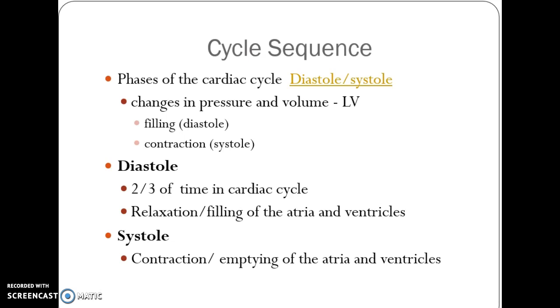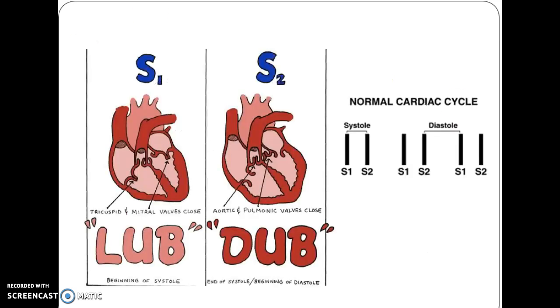Diastole makes up about 2/3 of the time of the cardiac cycle. Part of it, again, is relaxation and filling of the atria and the ventricles. And the systole is the contraction and emptying of the atria and ventricles. And then the cardiac cycle begins again.